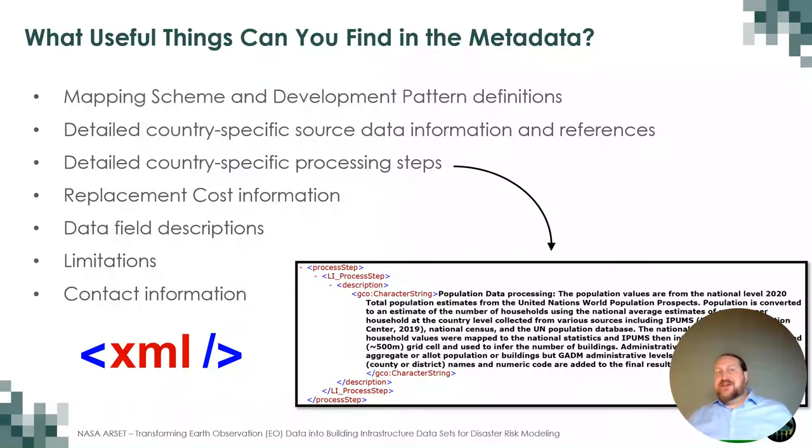So what useful things can you find in the metadata? Typically, it's full descriptions of the mapping schemes and development patterns that were used when generating the structural distribution, the full bibliography of input data that was used for a specific country, detailed information about how each piece of data was created for the specific country or region, an explanation of how the replacement cost was determined. And beyond that, there's always the basic information that might be useful, such as descriptions of the data fields, the limitations on how the data can be meaningfully applied, and also contact information to get in touch with the team that created the data if you have questions.